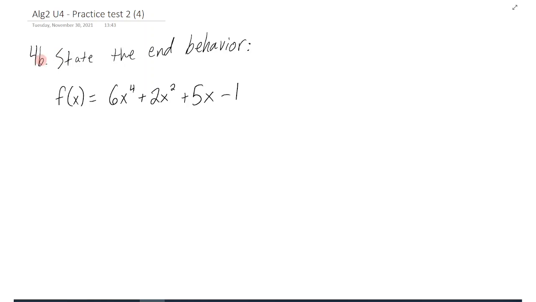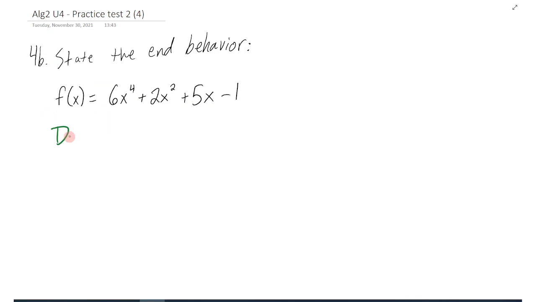Now this is problem 4b, so state the end behavior. There's not a whole lot of work to do here, but we do need to be very specific. Our polynomial is f of x equals 6x to the fourth plus 2x squared plus 5x minus 1. Now fortunately, we only need two things from this.